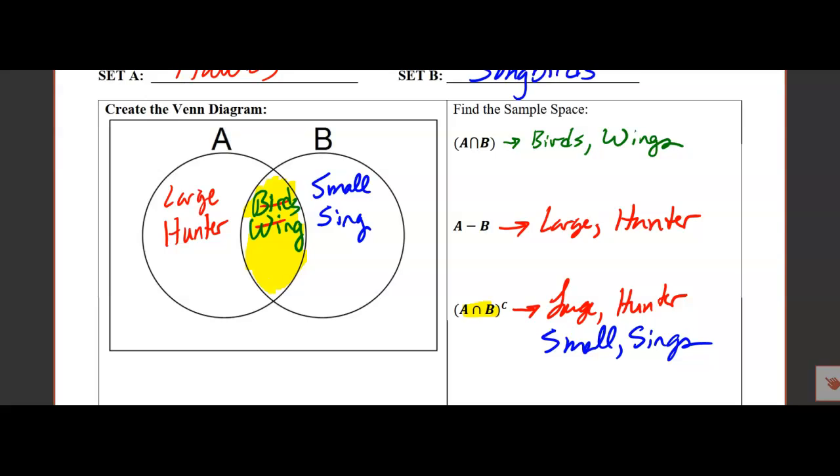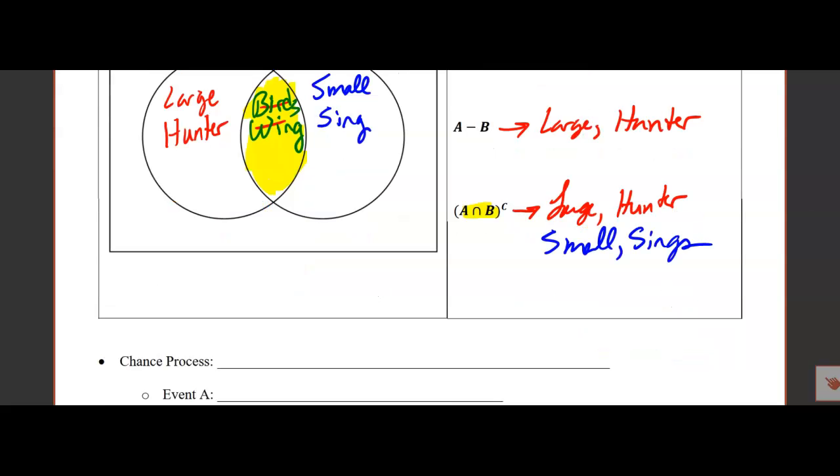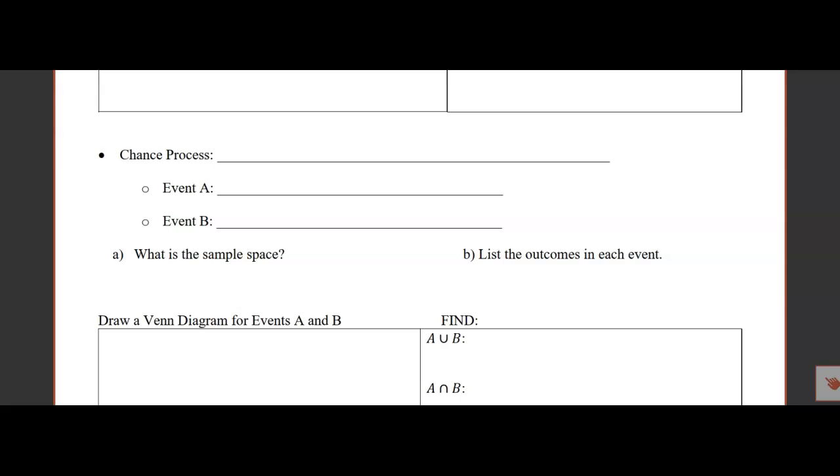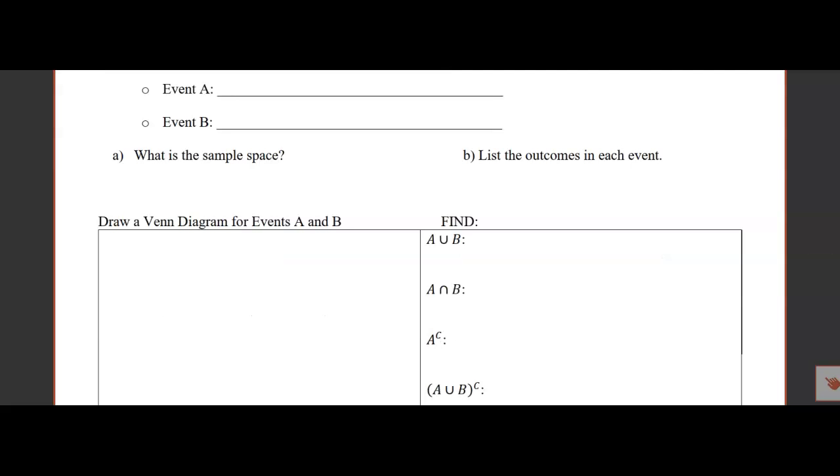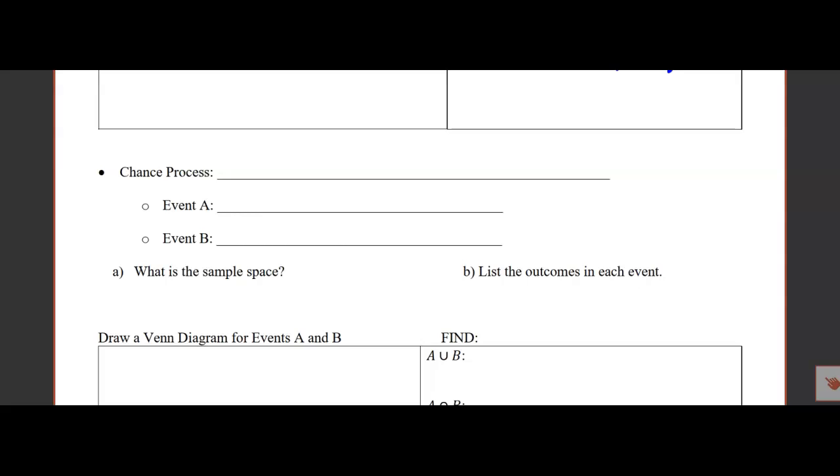All right. So let's say that our chance process. So I'm going to have a new chance process, and my chance process is going to be, let's see, what am I going to do? I'm going to choose a number.